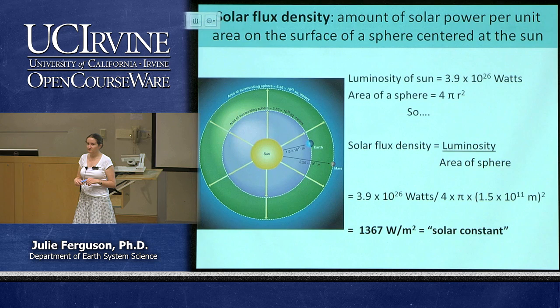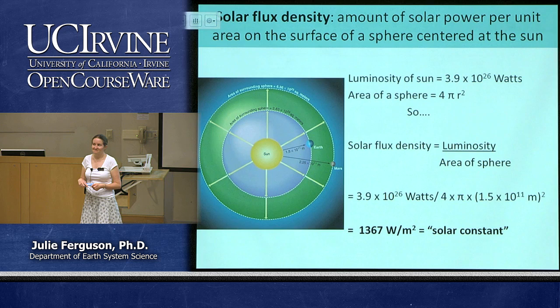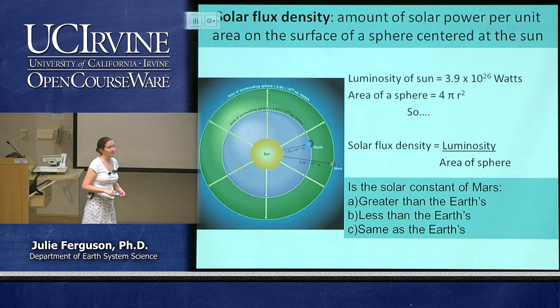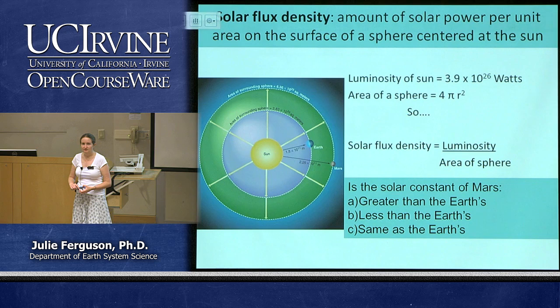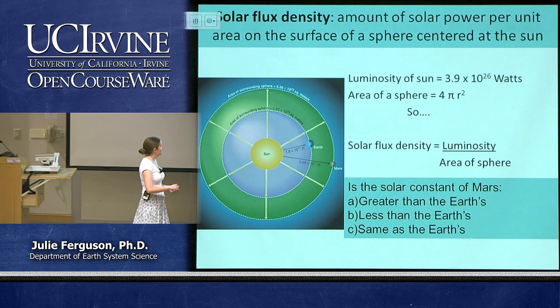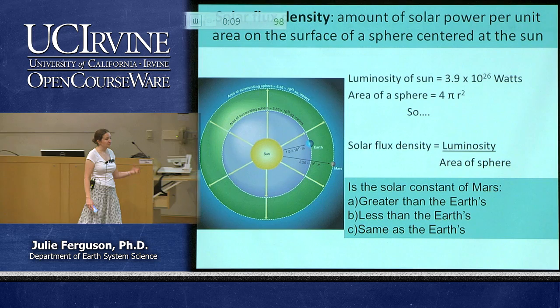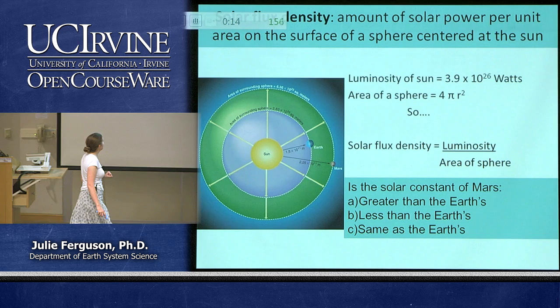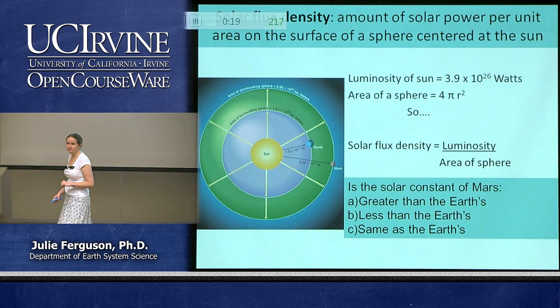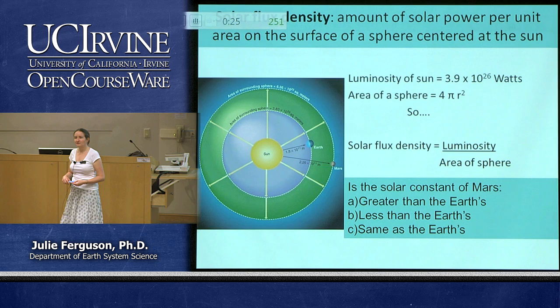Does that make sense, or do you want me to go through it one more time? No one's looking too horrified. Okay, so let's see if people got this. If we think about the solar constant of Mars, would it be greater than Earth's, less than Earth's, or the same as Earth's? Think about what's changing in that formula and the effect that would have on the solar flux density, on our solar constant. And Mars is further away, just in case people can't remember.